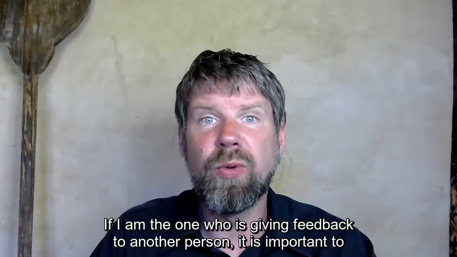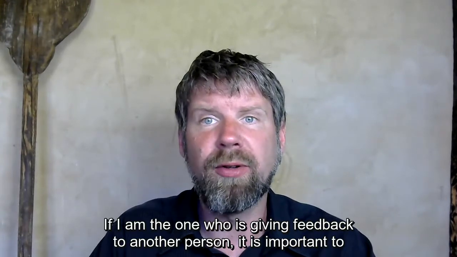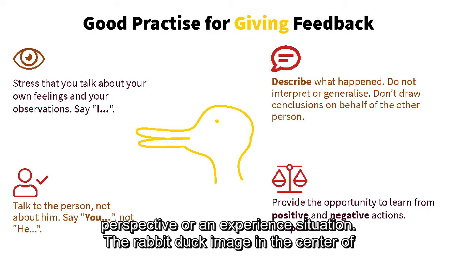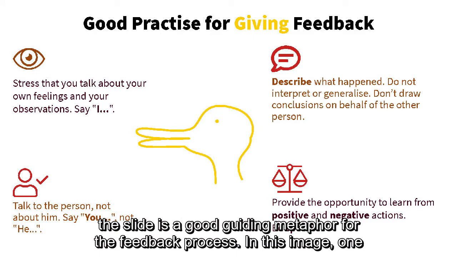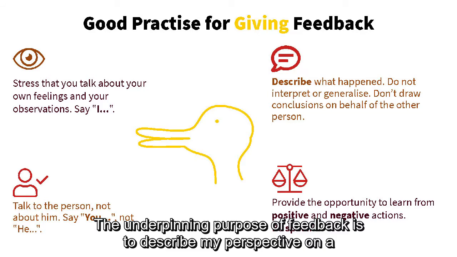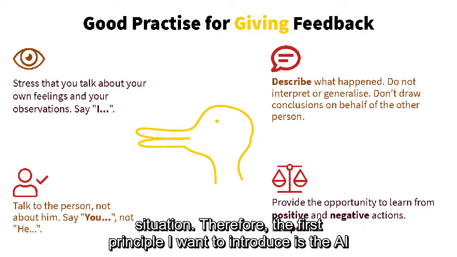If I am the one who is giving feedback to another person, it is important to always remember that I do not present an objective truth, but only my subjective perspective on an experienced situation. The rabbit-duck image in the center of the slide is a good guiding metaphor for the feedback process. In this image, one can see a duck and a rabbit, but only one or the other at the same time. The underpinning purpose of feedback is to describe my perspective on a situation.